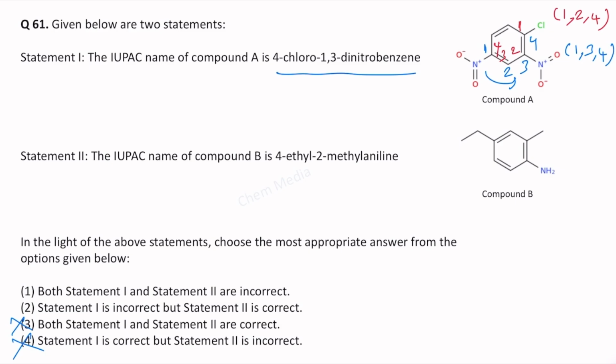And then in statement 2, 4-ethyl 2-methyl aniline. We have aniline and 2 substituents. So let's do the numbering: 1, 2, 3, 4. 4-ethyl 2-methyl aniline, because we have to follow the alphabetical order. So this means that this compound name is correct. Therefore option 2 is correct. Statement 1 is incorrect, but statement 2 is correct.